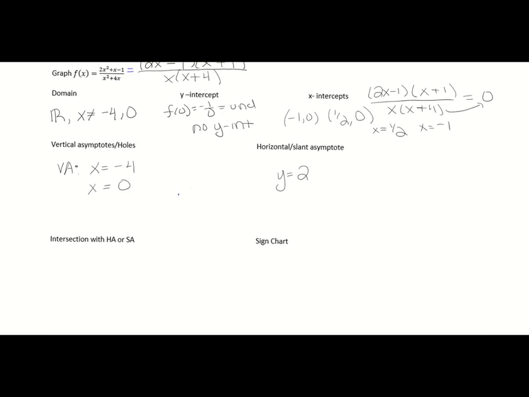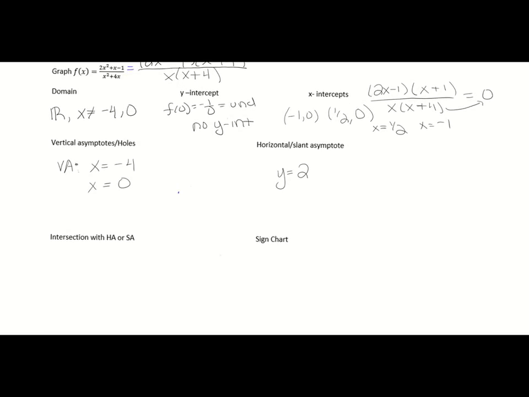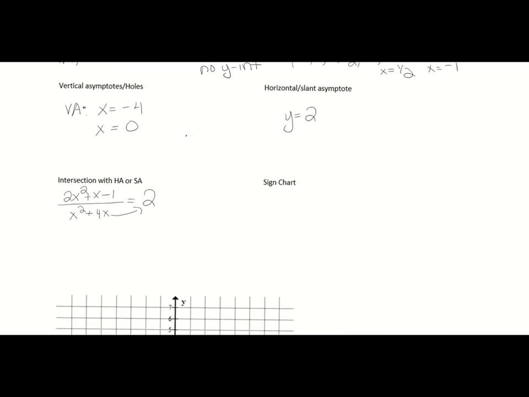Now I want to figure out if that intersects with my graph. So I take my function, 2x squared plus x minus 1 over x squared plus 4x, and I set this equal to my horizontal asymptote. I bring this over. It's going to give me 2x squared plus x minus 1 is equal to 2x squared plus 8x. These cancel. I have negative 1 is equal to 7x, which means that x is equal to negative 1/7. So it's a tiny little x, but it's still crossing, so I still solve for it.